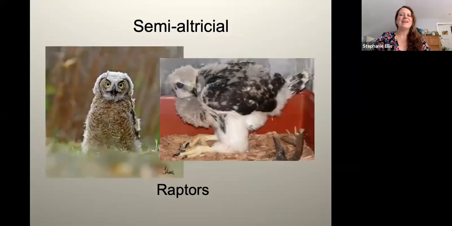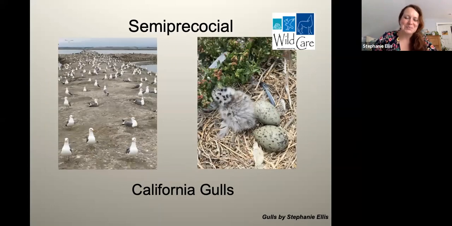I think, oh yeah, these were my last ones. Semiprecocial development. An example of that would be, these are California gulls again. So I was saying that precocial means you hatch, you dry, you follow mom, and you eat on your own. Well, gulls are semiprecocial, which means that they hatch, they dry, they can leave the nest, but they often stay there for a few days, and mom and dad have to feed them. So they are dependent on the parents for food and warmth.